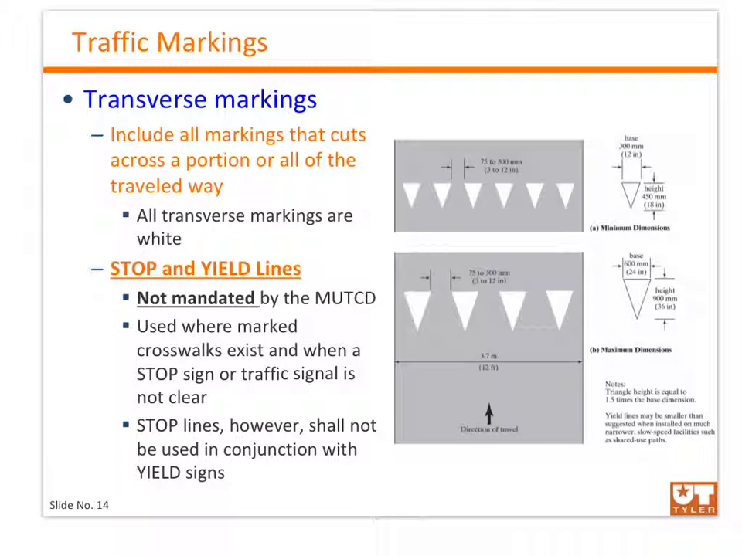As you can see here in this picture, this is the design of the yield or stop lines. Again, they are not mandated, and typically they are used instead of a stop sign or a traffic signal. These are the dimensions. For the minimum dimensions, this side is 12 inches, while the height is 18, while the maximum dimensions is 24 inches as the base of this triangle, and the height is 36 inches.